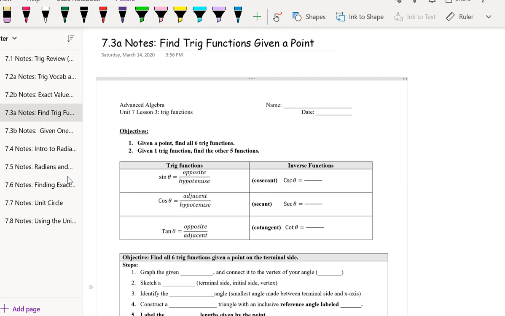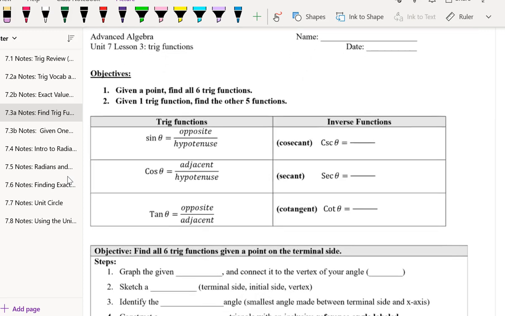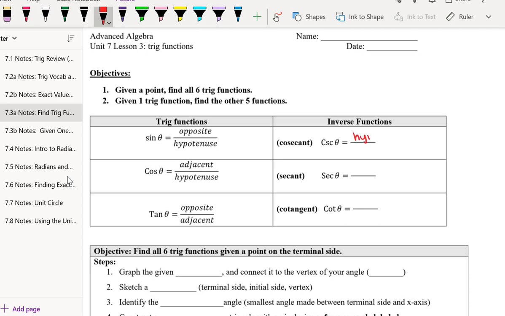So first, as a refresher, remember sine is opposite over hypotenuse, so therefore cosecant is my hypotenuse over opposite. If cosine is adjacent over hypotenuse, then secant is hypotenuse over adjacent. It's the inverse. And if tangent is opposite over adjacent, then cotangent is adjacent over opposite.